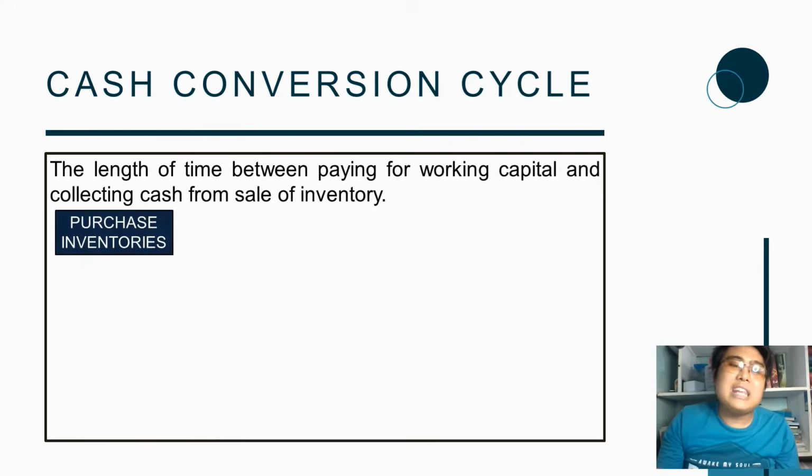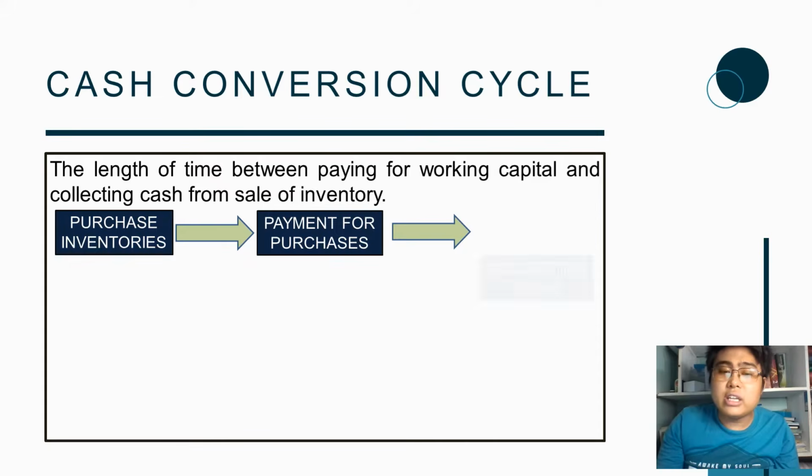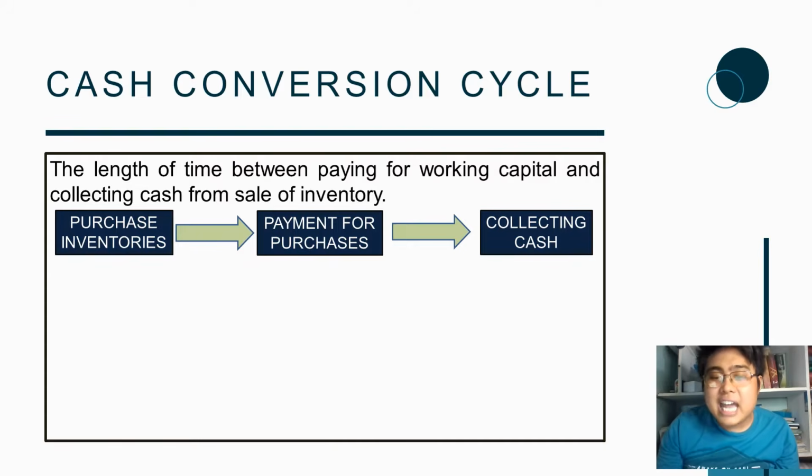Ang parehong ending nila is from the time na nakakolekta ka ng cash. Kaya kung titingnan natin, to understand cash conversion cycle, magsisimula ka pa naman din sa purchase of inventory. Pero, technically speaking, ang starting point talaga ng cash conversion cycle is from the moment na binayaran mo yung purchases mo, kasi hindi naman lahat ng purchases ay cash purchases. Pwede kang magkaroon ng credit purchases. And after you paid for those inventory, generally, ang ending point ng cash conversion cycle is the time na nakolekta mo na yung cash. Kaya siya tinawag na cash conversion cycle.